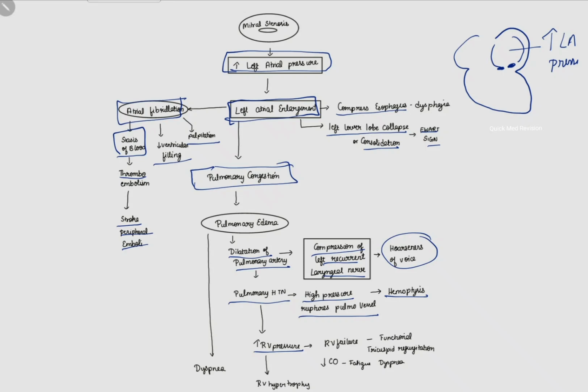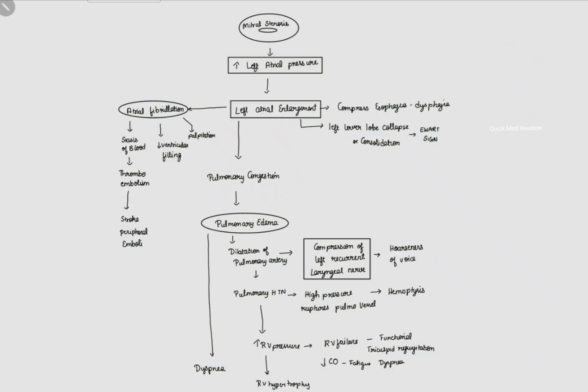There is an increase in RV pressure now. This causes RV hypertrophy, and RV pressure increases, which further causes right ventricular failure, which further causes functional tricuspid regurgitation. There will be decreased cardiac output, because of which we get fatigue and dyspnea. As you can see, we have reached up to right ventricular hypertrophy, and we also get dyspnea due to pulmonary edema. So this is what happens roughly in mitral stenosis.